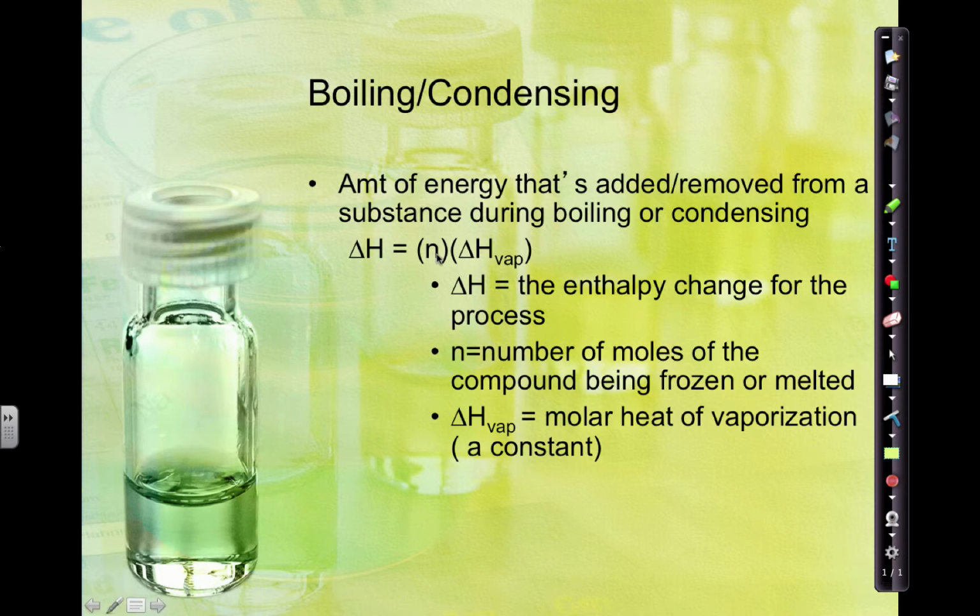Now, if you boil or condense, it's the same formula. You're going to use the number of moles and multiply it by something called delta H of vaporization. So this is the molar heat of vaporization. Again, it's a constant, and it will be positive or negative depending on what you're doing. So if you're boiling it, you're putting energy into it, which means that the value will be positive. If you're condensing it, you're removing the energy and it will be negative.